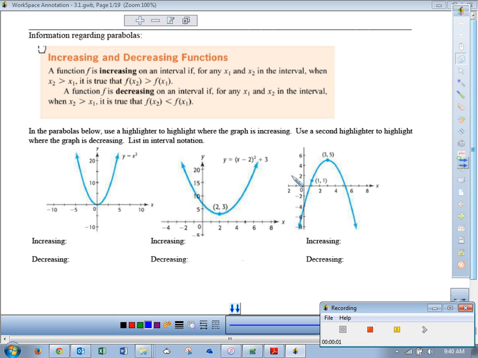Section 3.1 in college algebra. Today we're talking about parabolas, stuff we should be pretty familiar with. Do a little factoring at the end or solving quadratics. They want to know when this graph or any quadratic graph is increasing or decreasing.